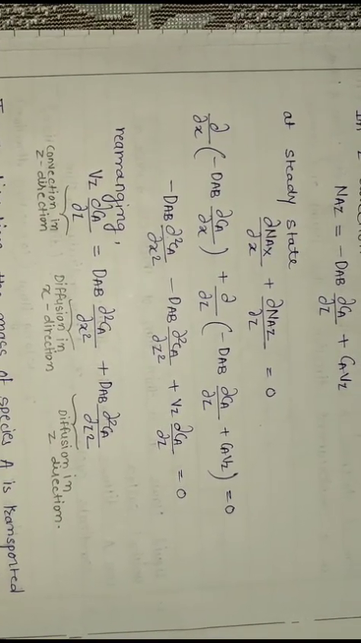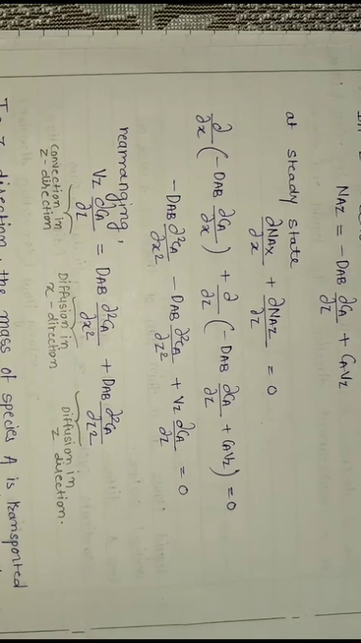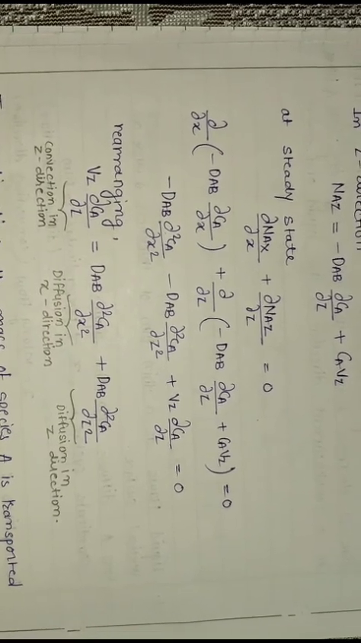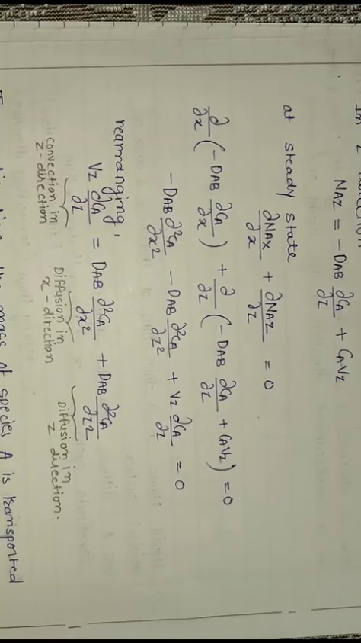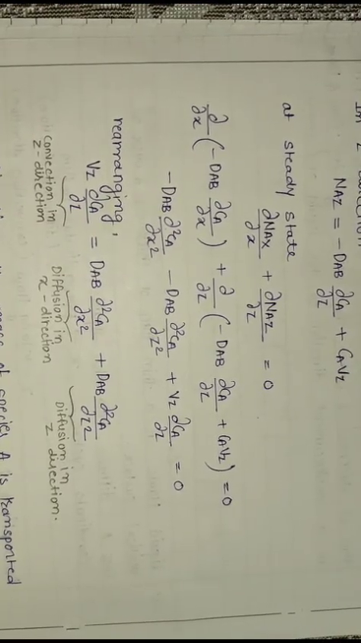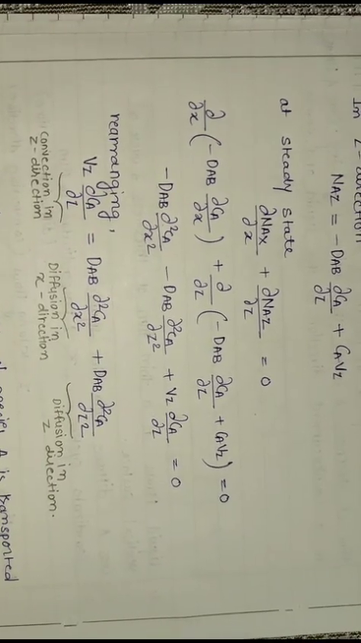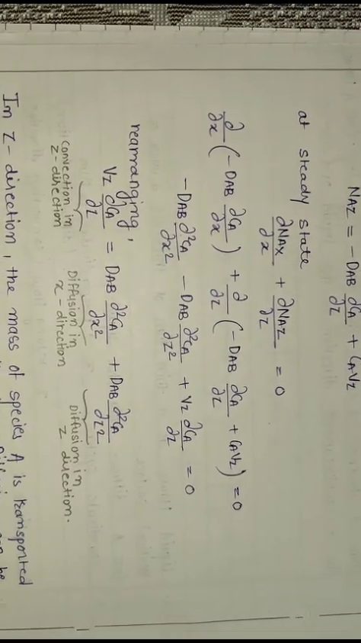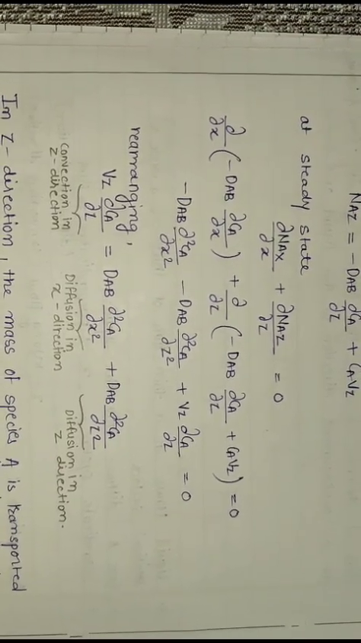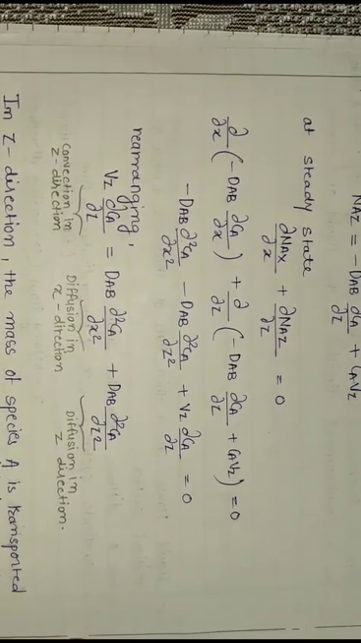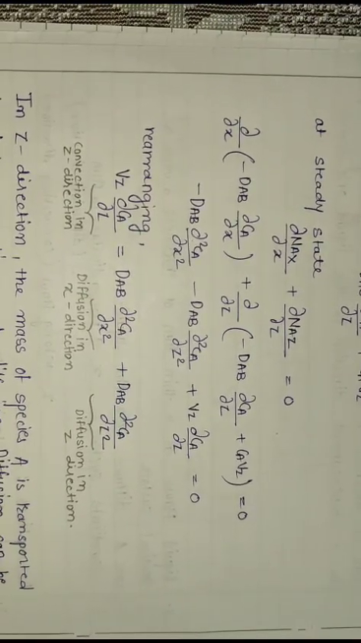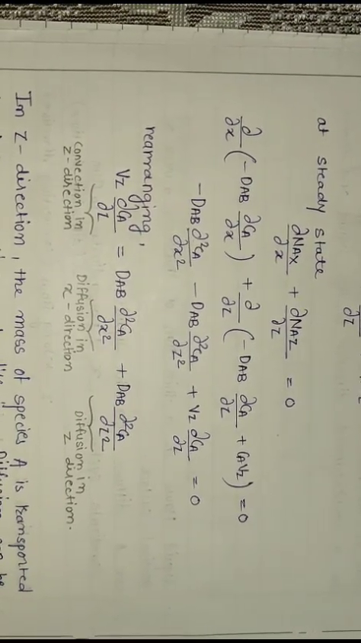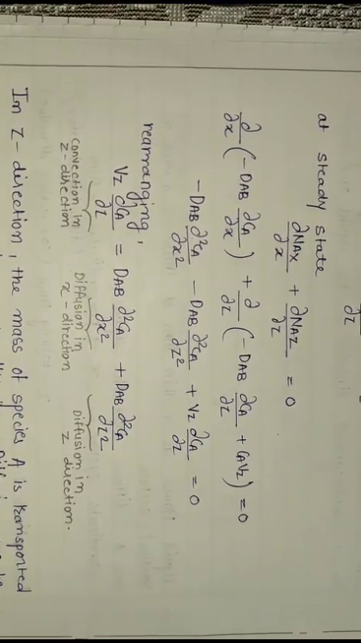That is Vz dou CA by dou z equal to DAB, that is diffusivity, into dou square CA by dou x square plus DAB, that is diffusivity, into dou square CA upon dou z square. That is, convection in z direction equal to diffusion in x direction plus diffusion in z direction.